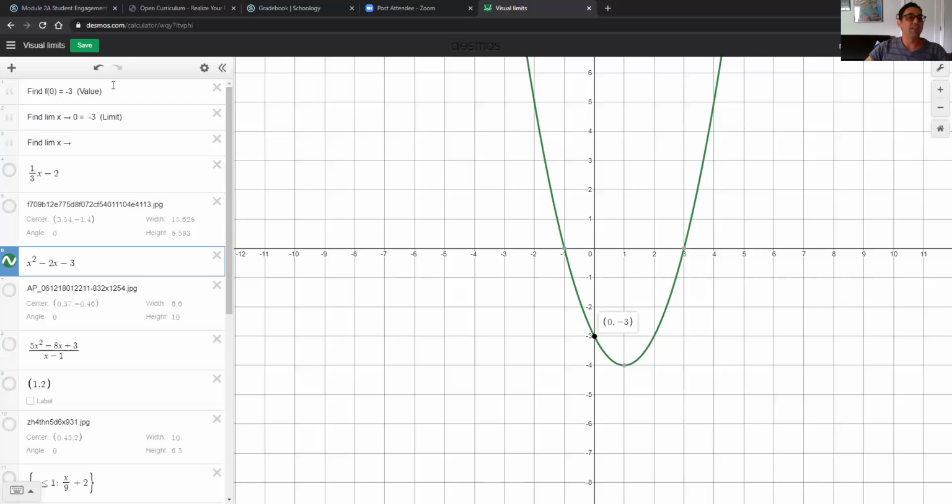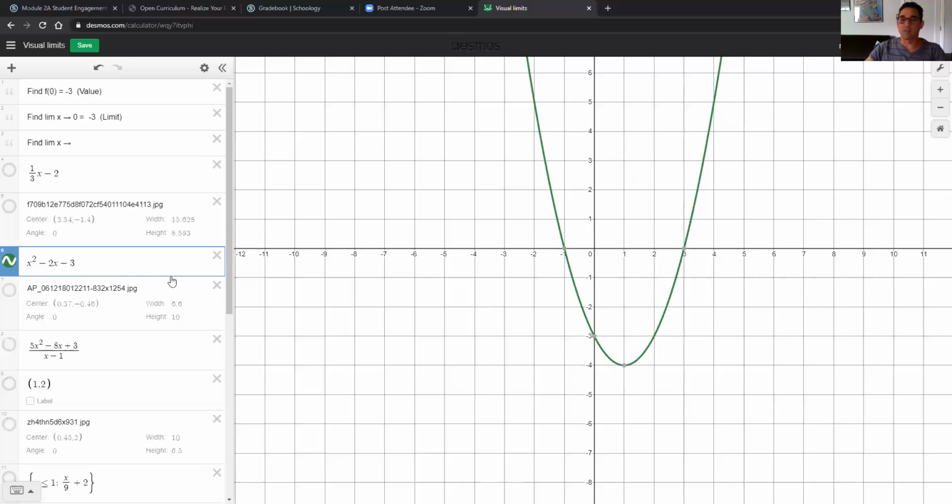So finding the value and finding the limit are usually the same thing. They're the same thing 90% of the time. 90% of the time, you just plug it in. You could also be plugging in to this equation to get these numbers too. In fact, if you plug 0 into this, 0 squared minus 2 times 0 just gets you -3.